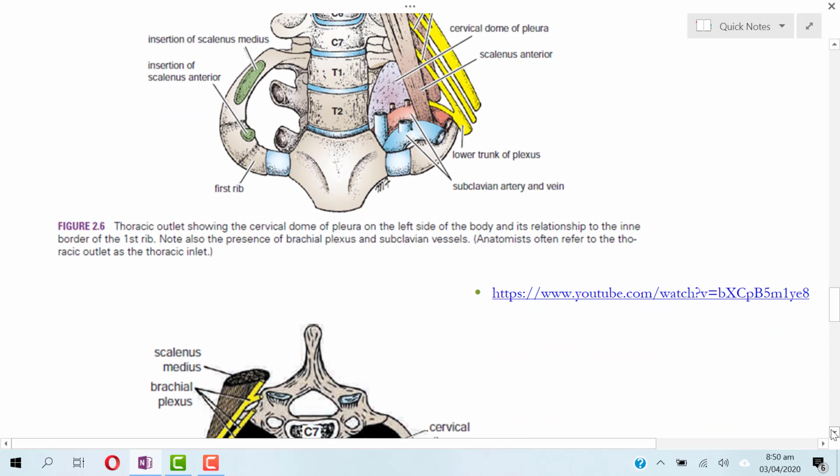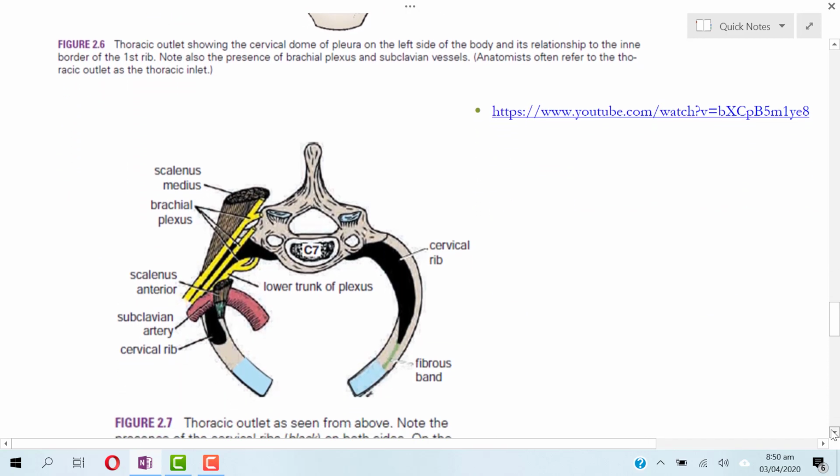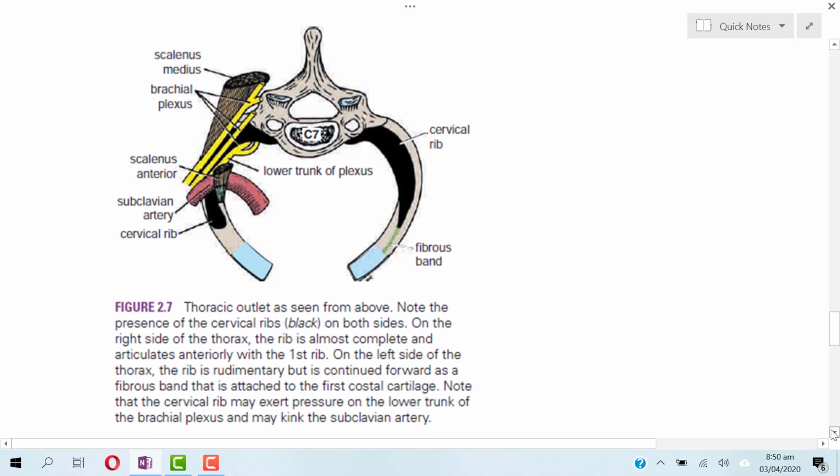Now, I will tell you one clinical application. See here, this is cervical rib. What is cervical rib? Cervical rib is present above the first rib. It is present in about 0.5% of humans. Okay, it is originating. Can you see?